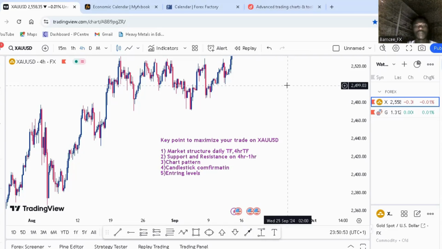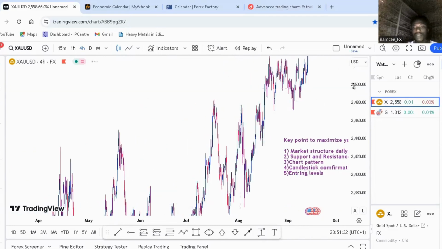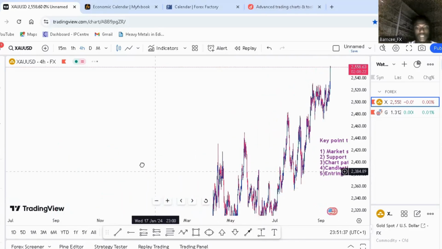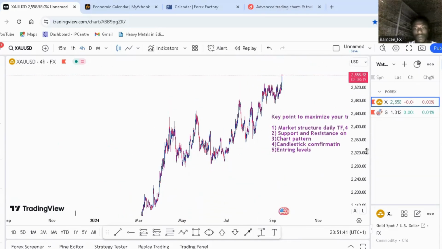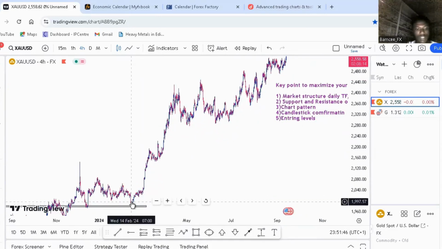And how can you spot a healthy market structure? How can you know if a particular market structure is bullish or bearish? That is why in number one here, I see the market structure using 4 hours to do my analysis. Now on 4 hours, if I shrink this in, gold has been on a massive bullish trend for years now.